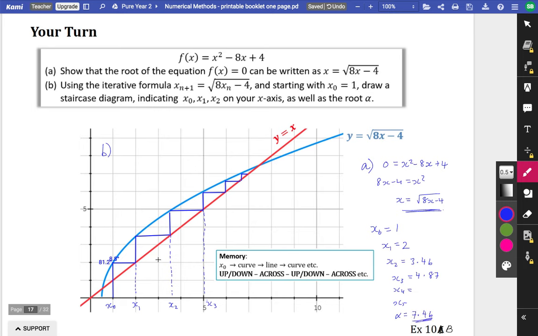So these diagrams people do find tricky. This memory thing that we've got down here is going to be the most useful thing that we've got if you find it a little bit confusing, which is very, very understandable. So have a go at exercise 10B, and then in a moment I'm going to go through some exam questions with you.